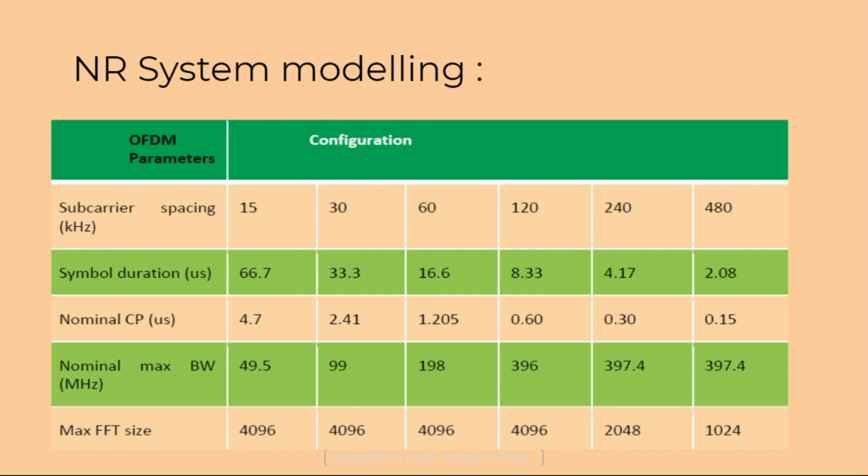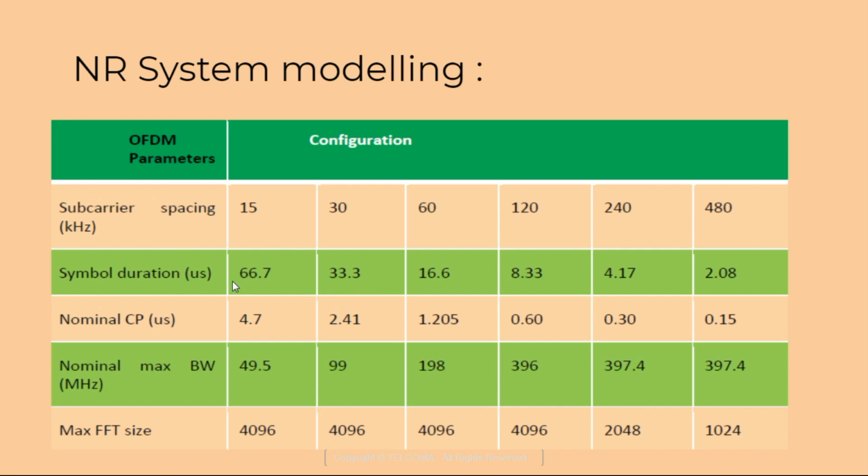So these are some of the parameters which are required to be modeled. These are the OFDM parameters. Now frame structures are required to be modeled, like OFDM parameters, and these are the configuration. So subcarrier spacing 15 kHz, 30, 60, 120, 240 and 480.